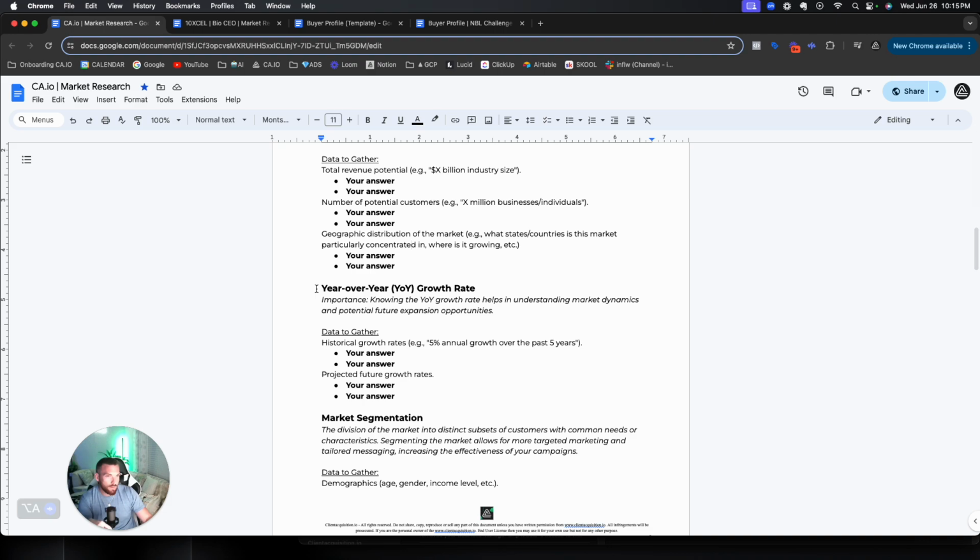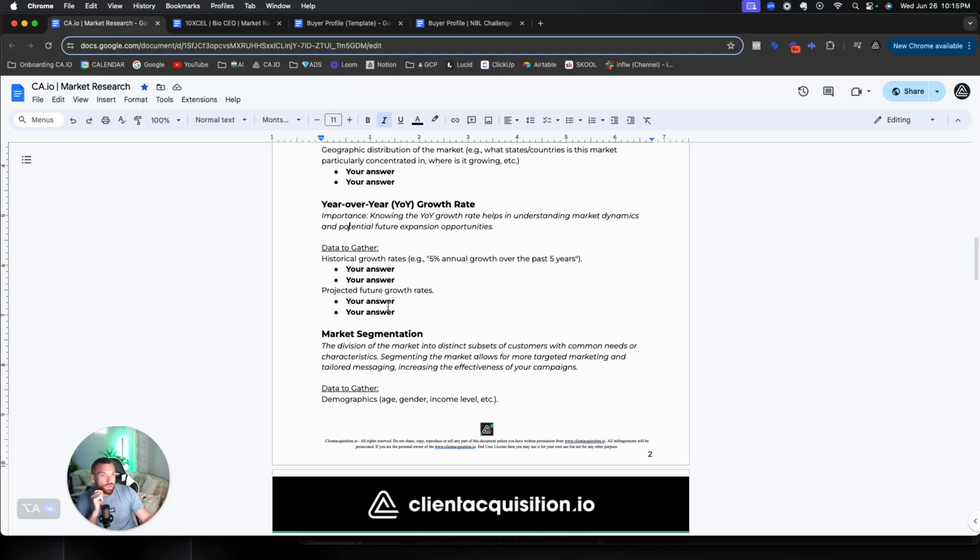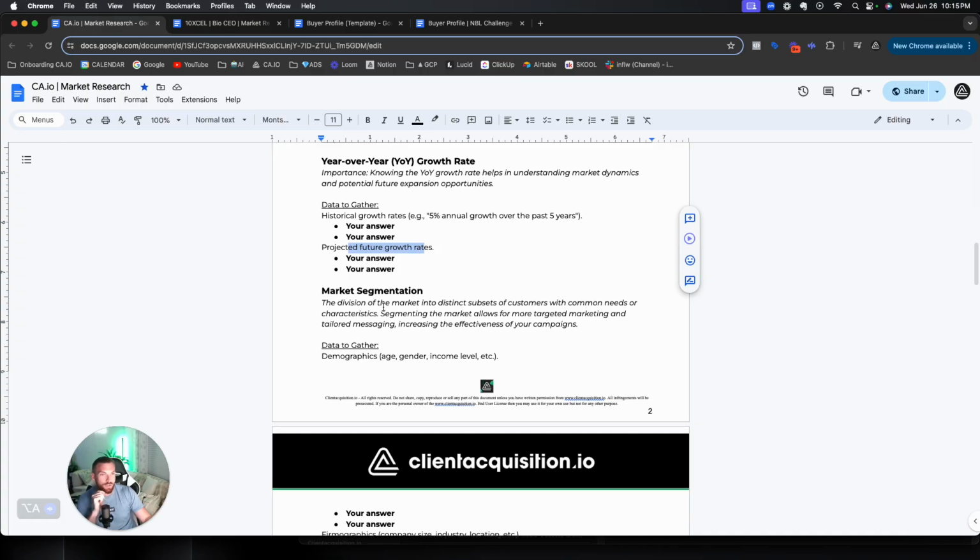So this is what is required to identify in the year-over-year growth rate. It helps you identify potential future expansion opportunities. The historical growth rates, so 5% annual growth over the last 5 years, as an example. Projected future growth rates. Market segmentation, so this is what I meant by the segment within a vertical, within the niche, within the industry. So the division of the market into distinct subsets of customers with common needs or characteristics. Segmenting the market allows for more targeted marketing and tailored messaging, increasing the effectiveness of your campaigns.